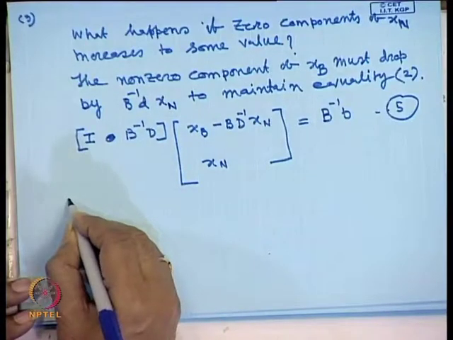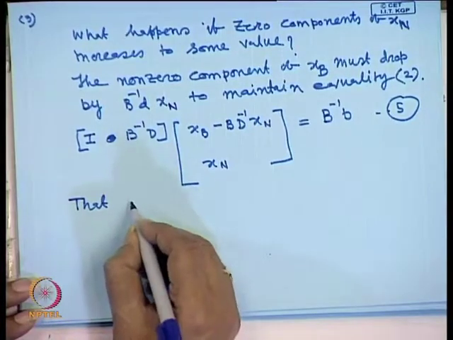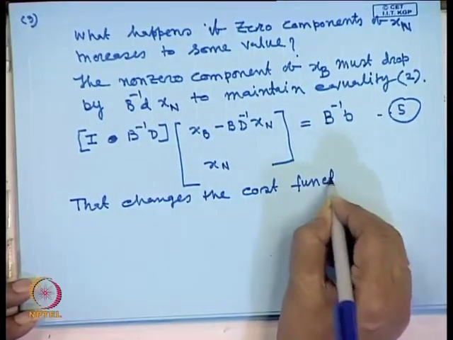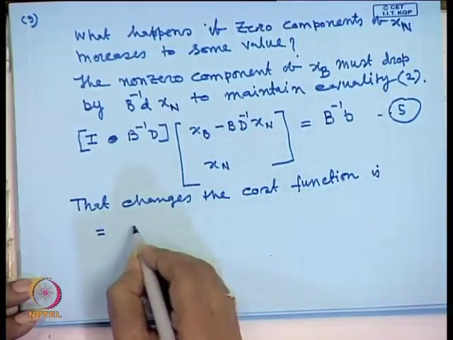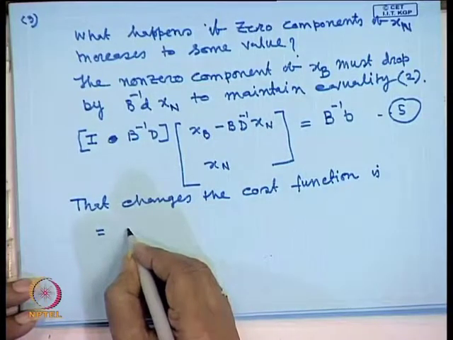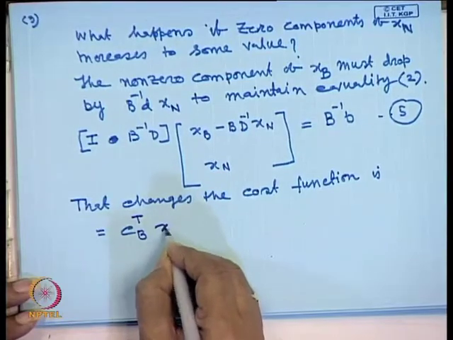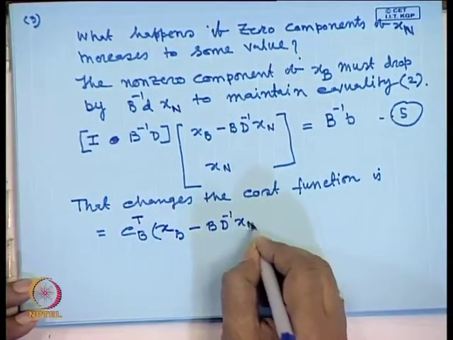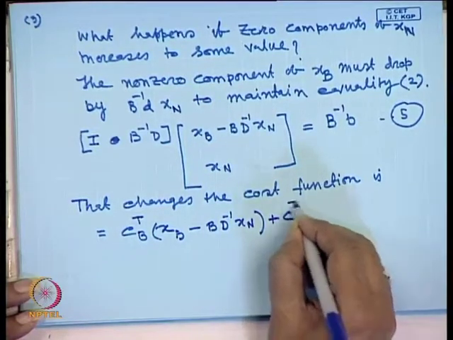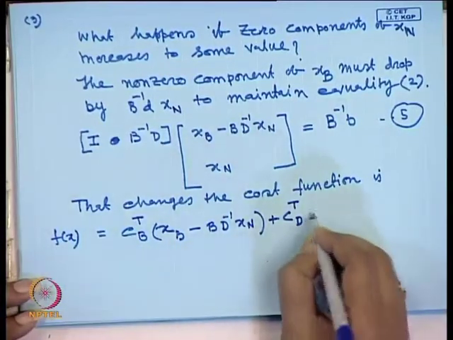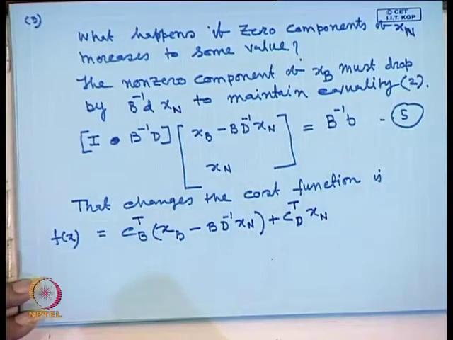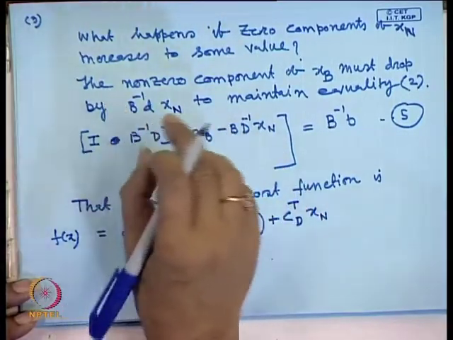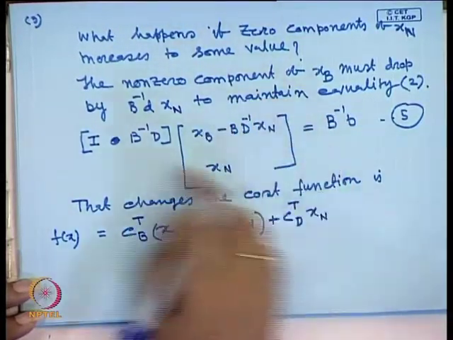So, now the total change in the cost function is, see this: what is our C_B transpose into x_B? What is x_B? x_B is B inverse b minus B inverse D x_N, plus C_D transpose, which is our objective function term, C_D transpose into x_N. So, if one of the elements of x_N, out of n minus m, is changed, then some component of the x_B vector has to drop out so that this equation is satisfied.